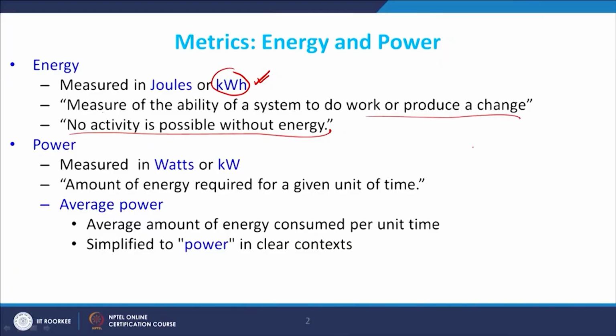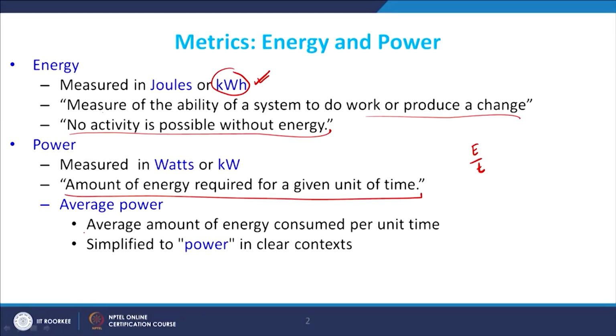Energy per unit time is basically power. So, the amount of energy required for a given unit of time is referred to as power. It might be true that I am spending a small amount of energy, but if my time domain is very small, I could spend large power in a small interval of time. So, that is pretty important.